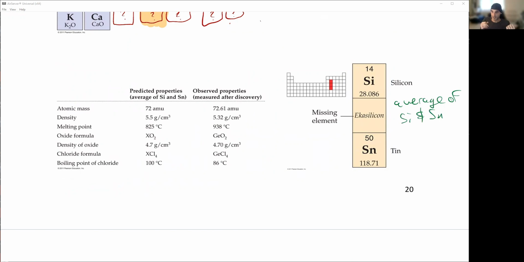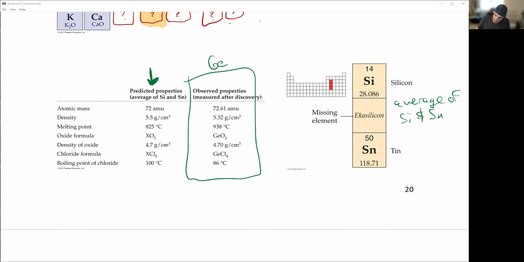So if we look at the density, we can take a look at the predicted properties of these things. We can predict what ultimately germanium is going to have. Ecosilicon, or germanium, is going to have a similar density, similar density of oxide, similar melting point, similar oxide formation, and similar boiling point of the chloride. So that is what they did.